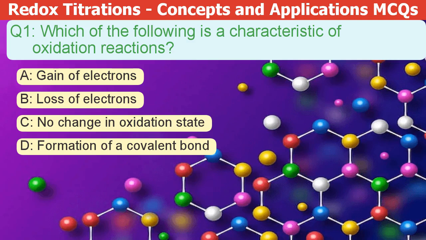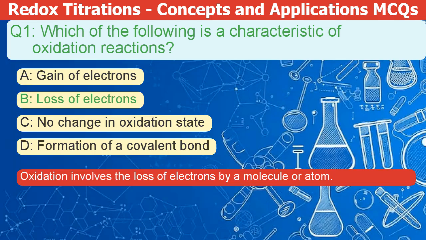Which of the following is a characteristic of oxidation reactions? A. Gain of electrons. B. Loss of electrons. C. No change in oxidation state. D. Formation of a covalent bond. The correct answer is B. Oxidation involves the loss of electrons by a molecule or atom.